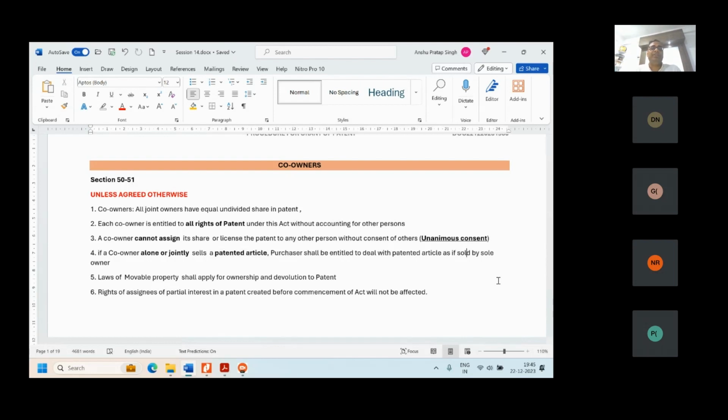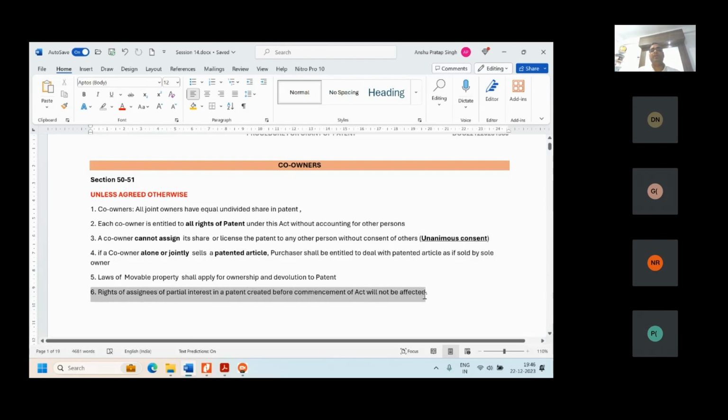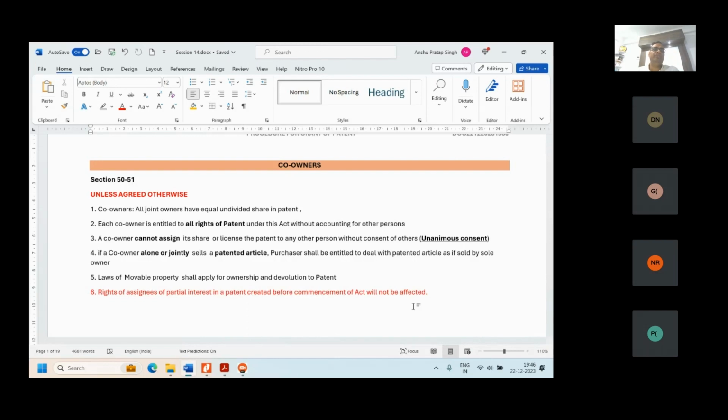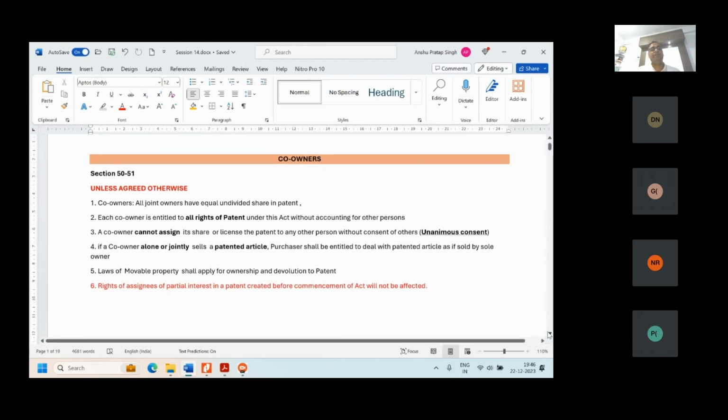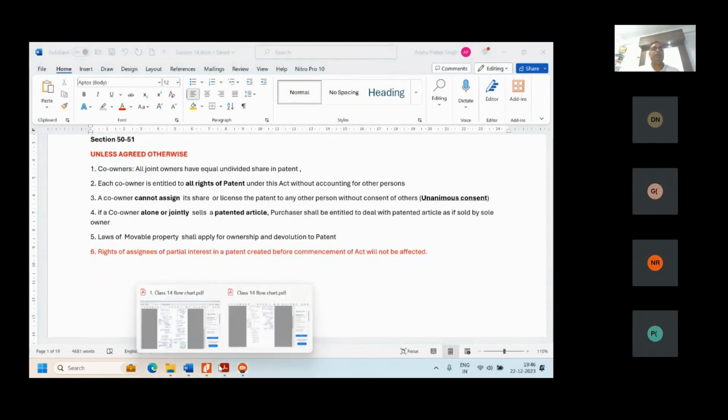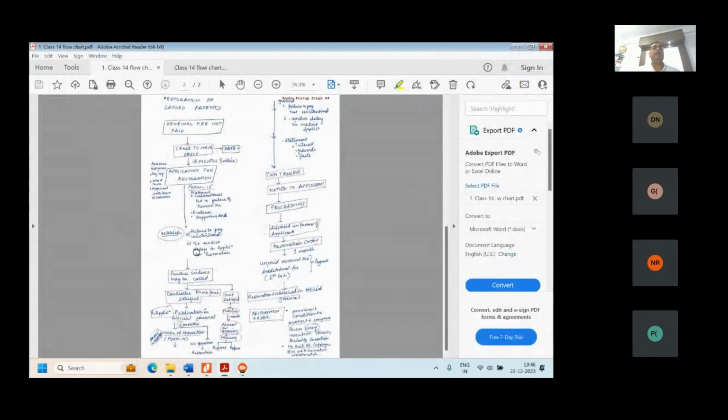Now comes the rights of assignee of partial interest in a patent created before commencement. They are saying the rights of an assignee of partial interest in a patent created before commencement of this Act will not be affected. This was a protective provision. It's not needed now because after 1970, 20 years have passed way back. So there is no patent surviving whose assignees will be here at least. So this is not that relevant. Now comes Section 51. If there is a dispute, how will that happen?